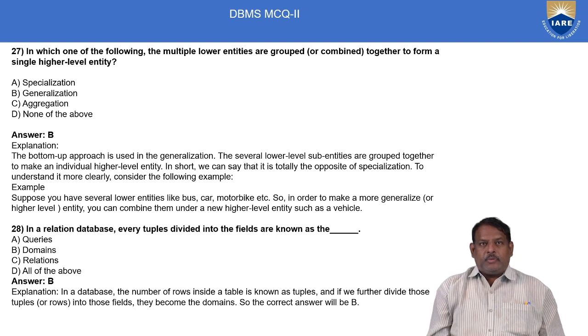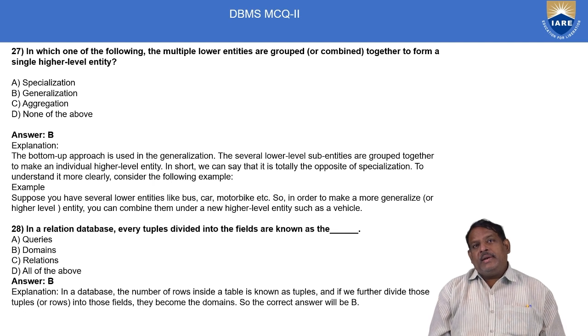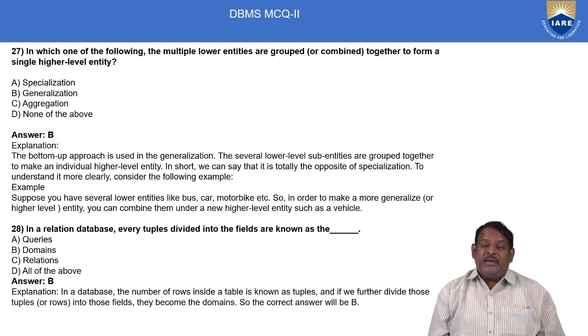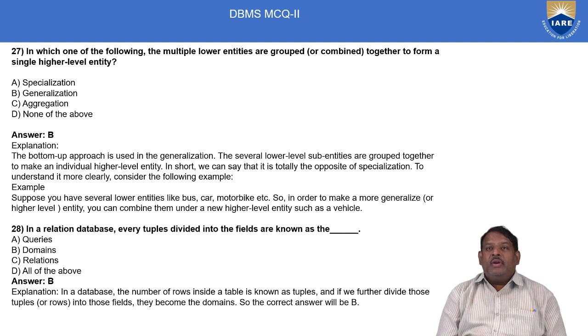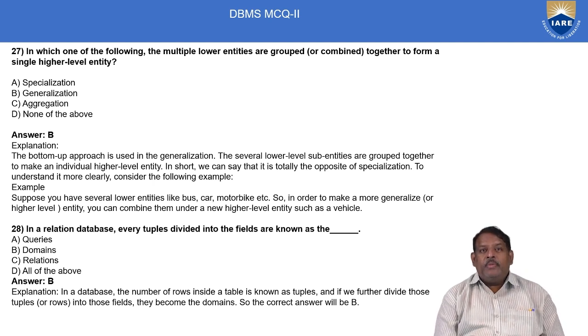Now the next, 27th question. In which one of the following are multiple lower entities grouped or combined together to form a higher level entity? In the last example, we discussed that specialization is breaking the higher entity into smaller entities. Now this question asks the keyword where multiple lower level entities are grouped together. We have seen that the opposite of specialization is generalization. So the answer is B.